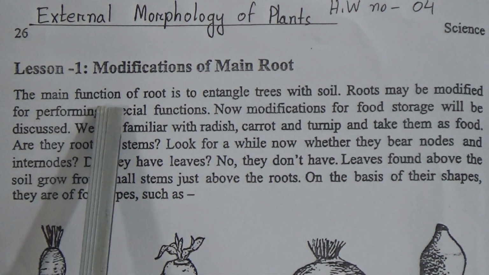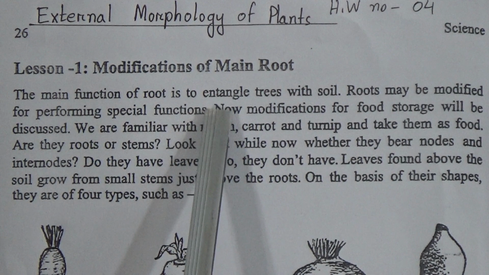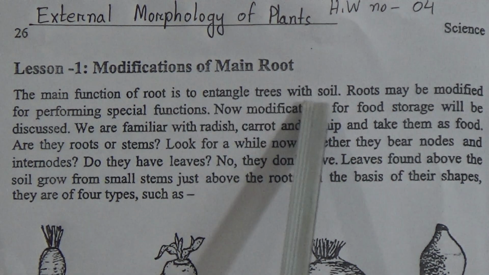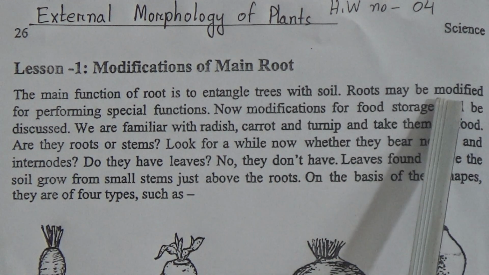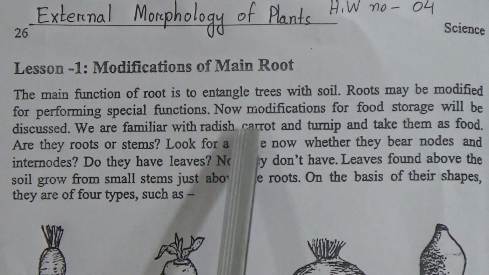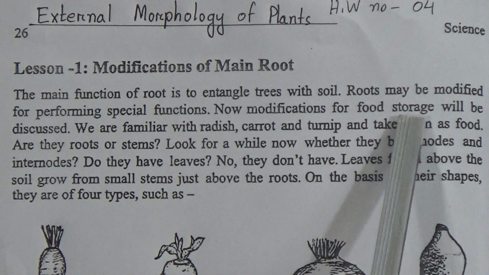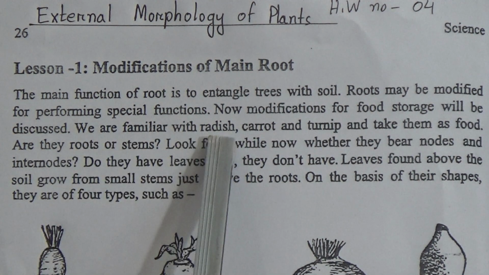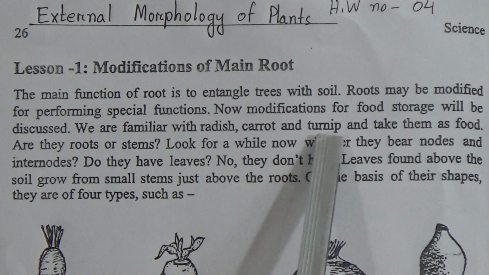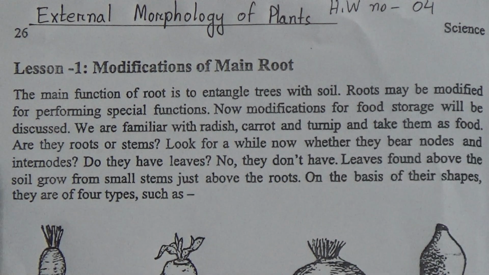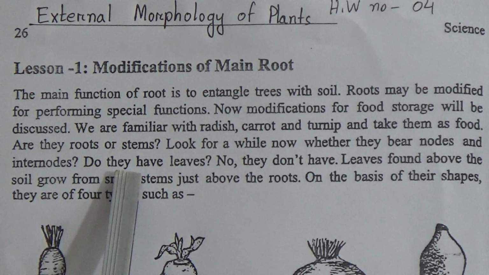The main function of root is to entangle trees with soil. Roots may be modified for performing special functions. Now, modification for food storage will be discussed. We are familiar with radish, carrot and turnip and take them as food. Are they roots or stem?